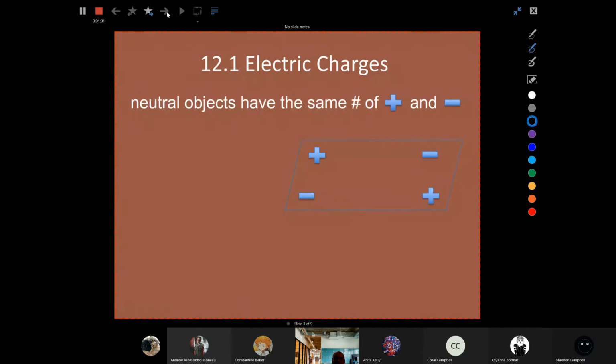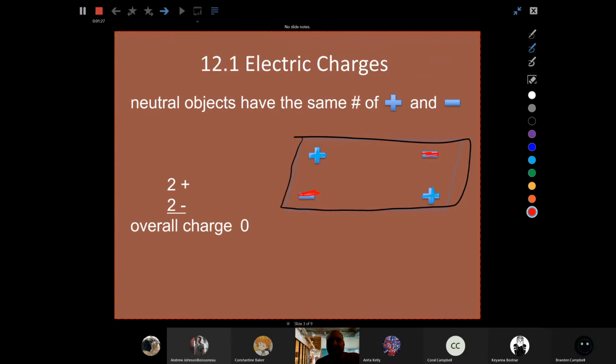Okay, so neutral objects have the same number of pluses and minuses, so you can write that. And then I just put this, what's supposed to be a bar. It's an amazing bar, I know. And it's got some plus charges and some negatives. Maybe I should have made them different colors. So you can see we have a couple of positives and a couple of negatives. So the point is, two positives and two negatives, they cancel each other out, and there's no overall charge here.